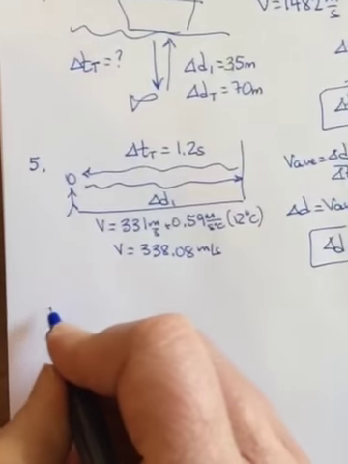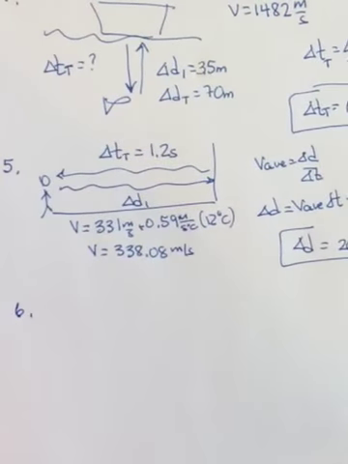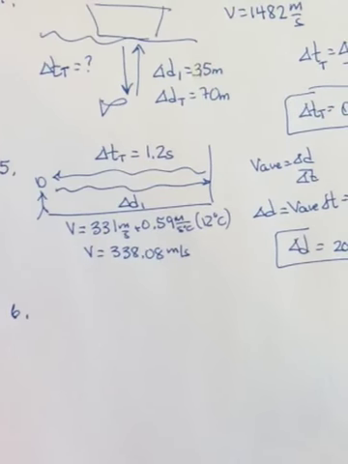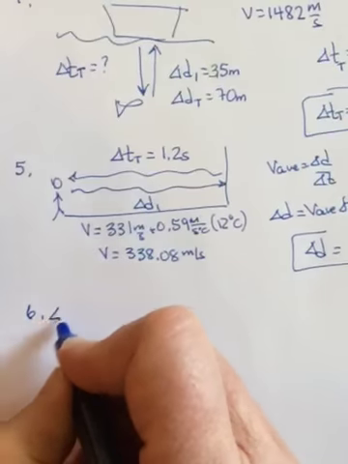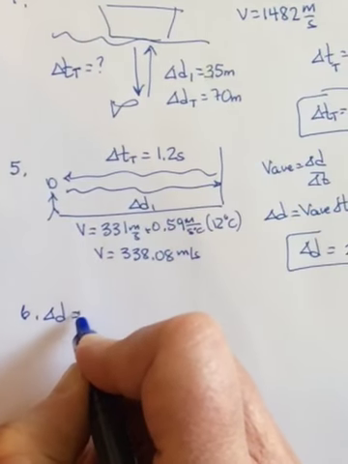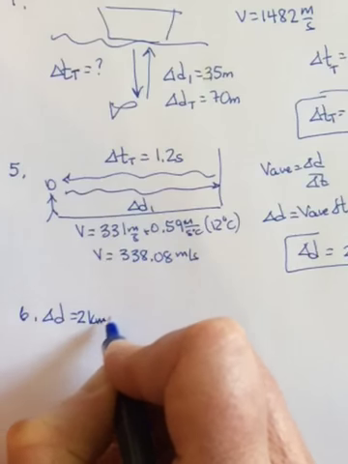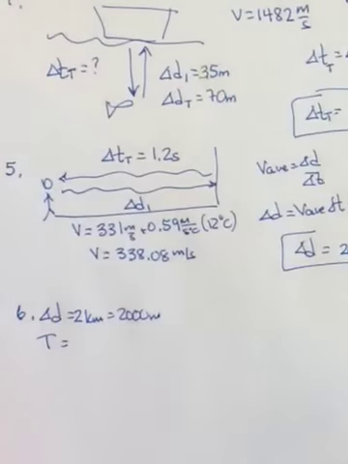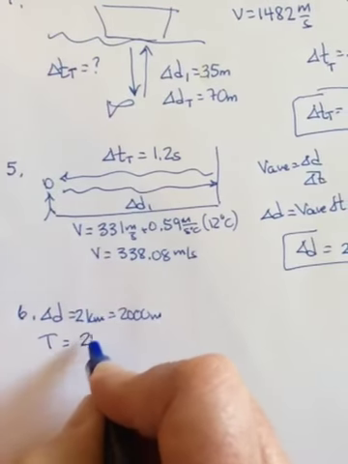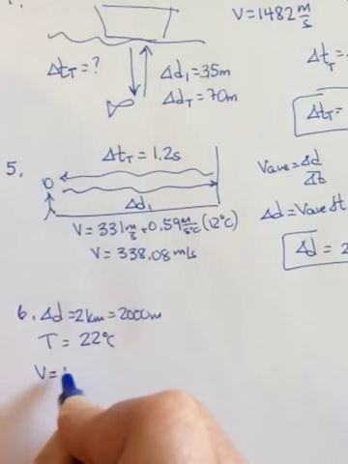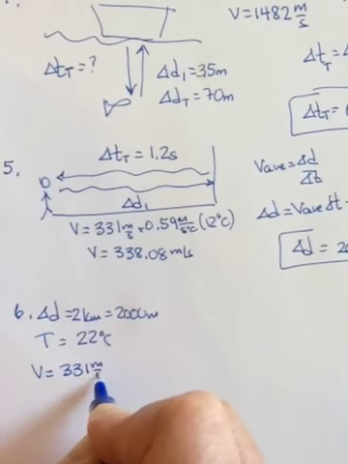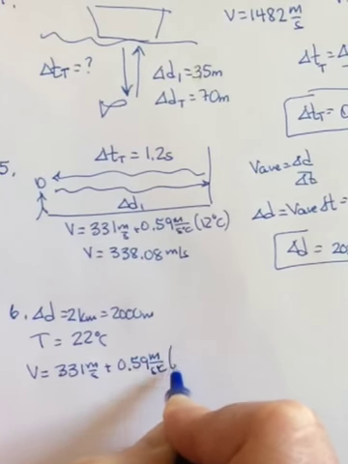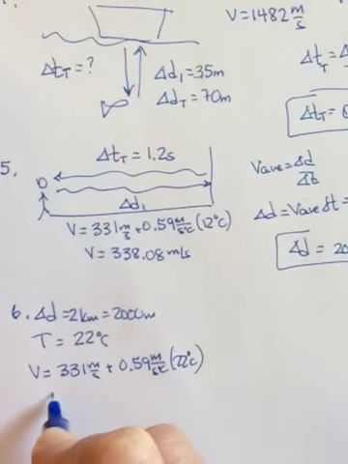Number 6. Be good if I could count. How long will it take for sound to travel 2 kilometers in air at a temperature of 22 degrees? So my delta D is 2 kilometers or 2,000 meters. And it tells me my temperature is 22 degrees. So V is equal to 331 meters per second plus 0.59 meters per second per degree Celsius times 22 degrees Celsius.